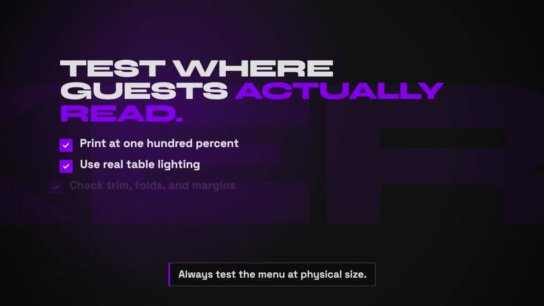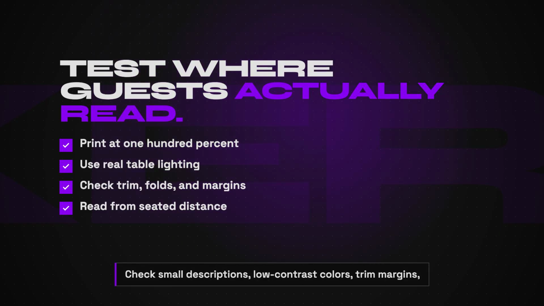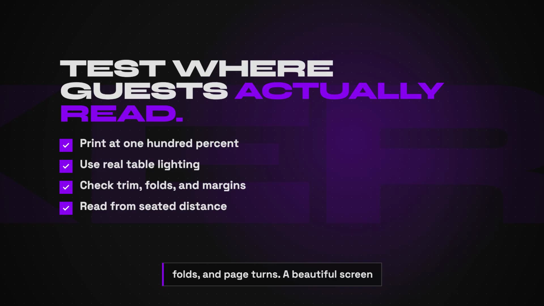Always test the menu at physical size. Print one copy at 100%, place it under realistic restaurant lighting, and read it from a normal seated distance. Check small descriptions, low contrast colors, trim margins, folds, and page turns. A beautiful screen preview can still fail at the table.